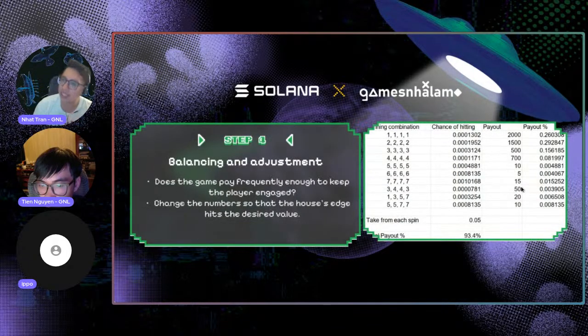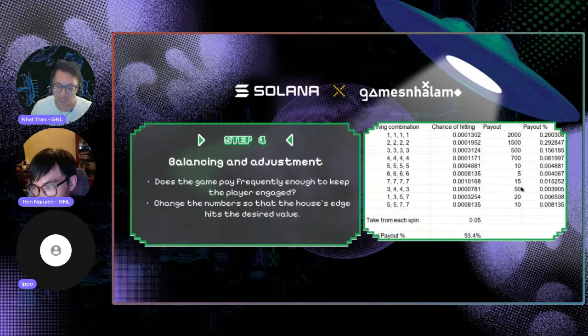But when you play the game, you can see that it feels like you're never hitting. And sometimes it is better to let the player win more money so that they can feel that they have a chance of winning, so that they won't get bored. So remember to play test your slot machine to get a feel of how this thing works. Does it keep me engaged?